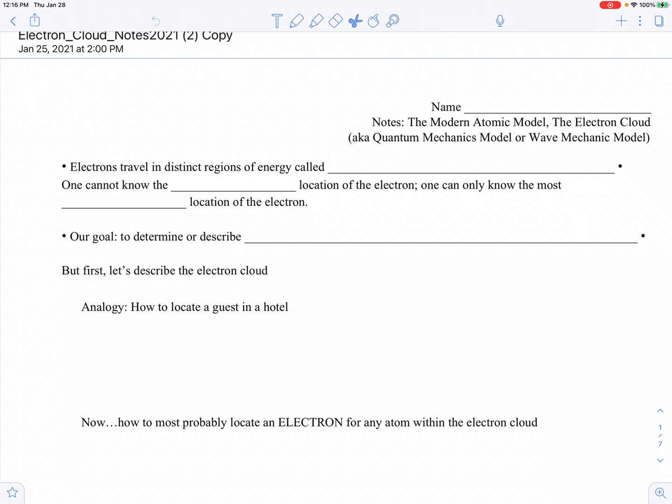Today's notes are going to be an introduction to the modern atomic model. We're going to look at how electrons are housed, or how electrons fill the orbitals of the electron cloud. So electrons travel in distinct regions of energy called energy levels.